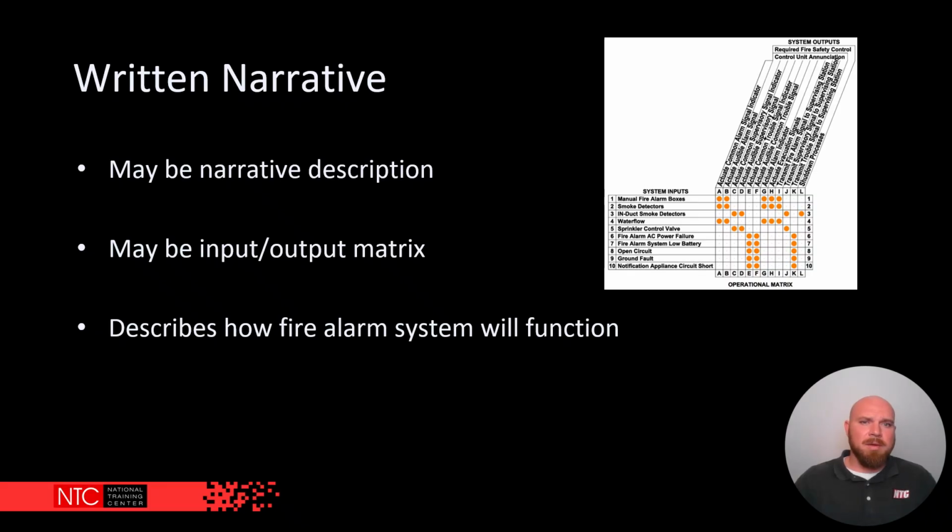Additionally, we'll provide a narrative for description of how that system is supposed to function. A lot of times what we use for this narrative is going to be your I/O matrix, letting us know if X happens, Y is to follow it, then Z. It describes how the fire alarm system is supposed to function when there is the operation of anything.